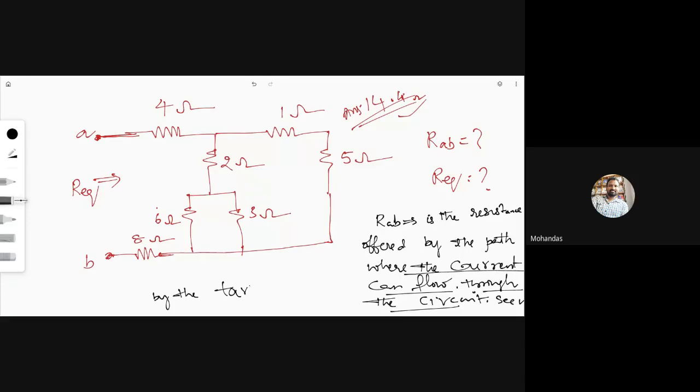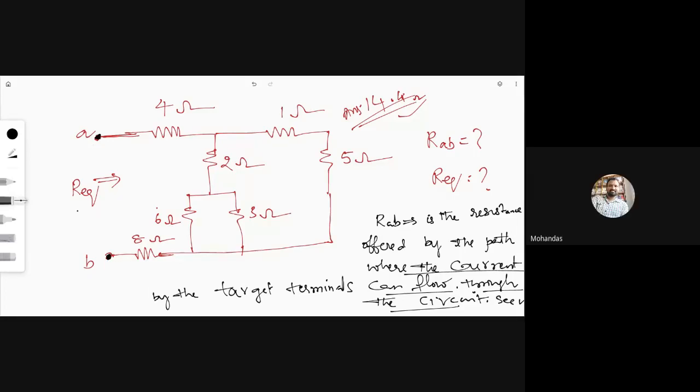target terminals. Here, can you tell me what are the target terminals in the circuit? What are the target terminals here? Please respond. A and B, are you able to see the circuit? Yes, sir. So A and B are the target terminals.